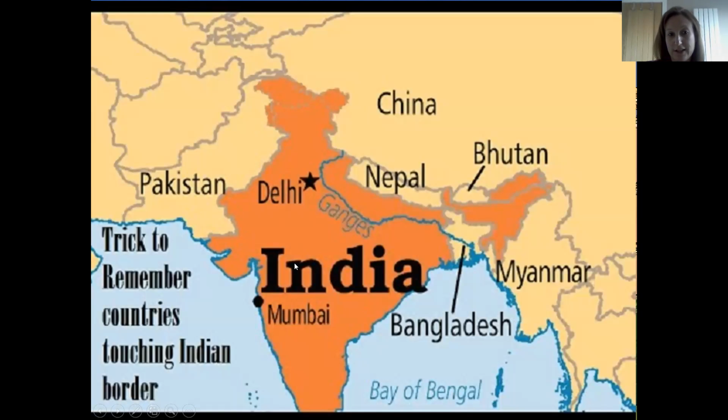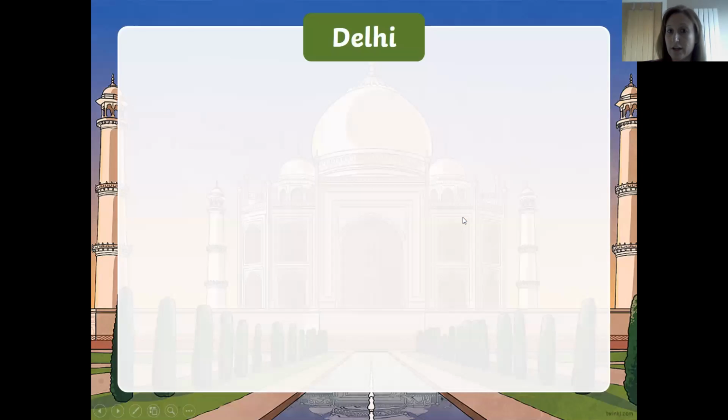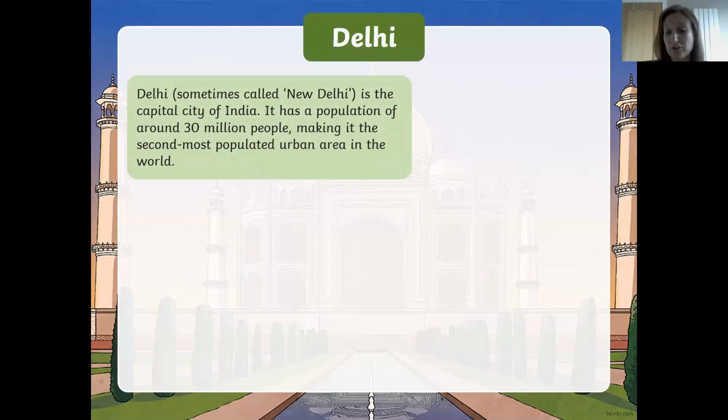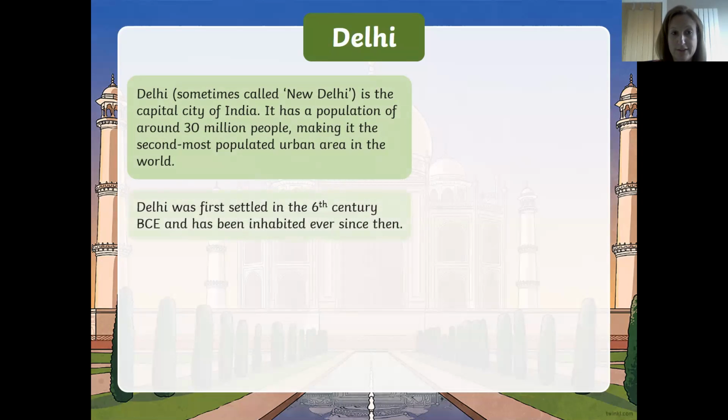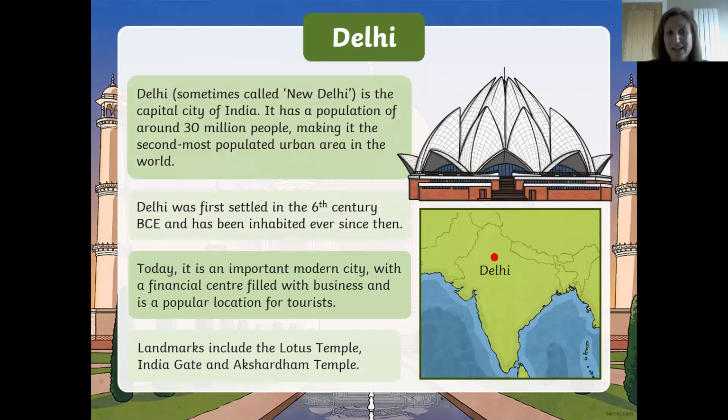So this is India here, and here you can see we've got Pakistan, we've got China up here, Bhutan, we've got Bangladesh, we've got Nepal. So you can see that when we say bordering countries, what we mean is all the countries that are joined onto India.